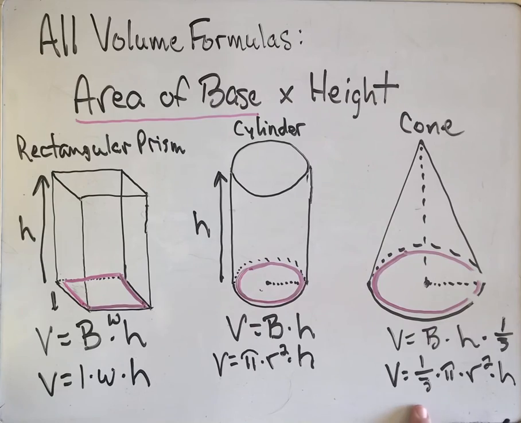Okay, so that would be your formula for volume of a cone, area of the base, which is pi r squared, times the height. And we're going to multiply that by 1/3 or just divide by 3 because the cone slants inward to the center. Okay, so that's it for volume formulas. Hopefully this helps you with all of the different volume formulas and makes you understand how they work. All right, guys, good luck.